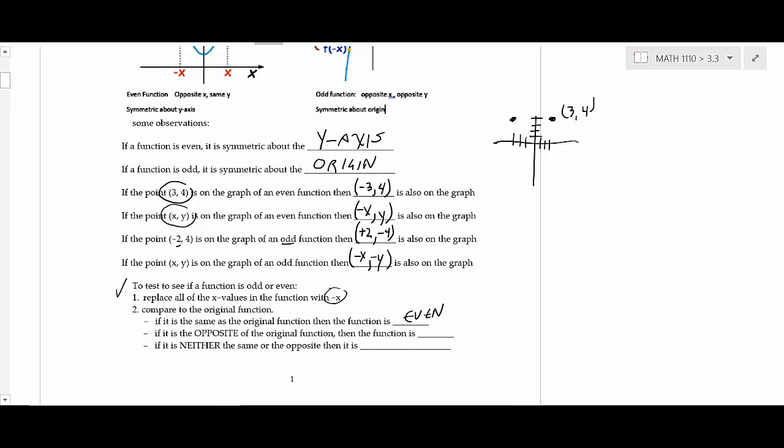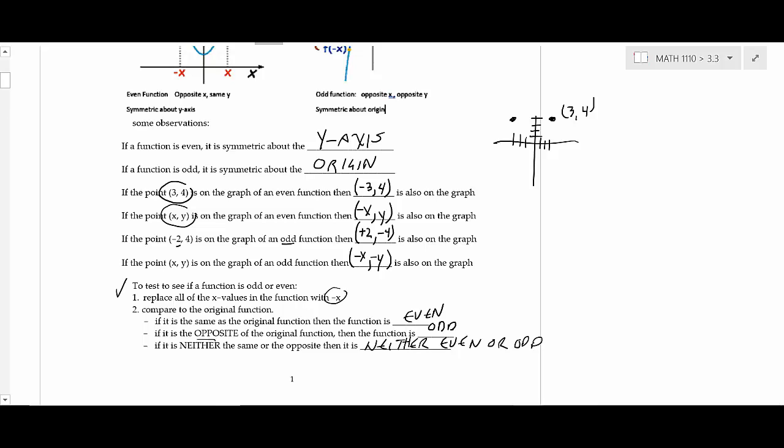If after replacing x with negative x you get the opposite, then it's going to be an odd function. Because what that would tell you is if x is opposite, y is opposite, that's what makes it odd. And of course if it's neither the same nor the opposite, then we just say it's neither odd nor even. So functions don't have to be even or odd. It's just kind of special if they are. Okay, so that's the idea.